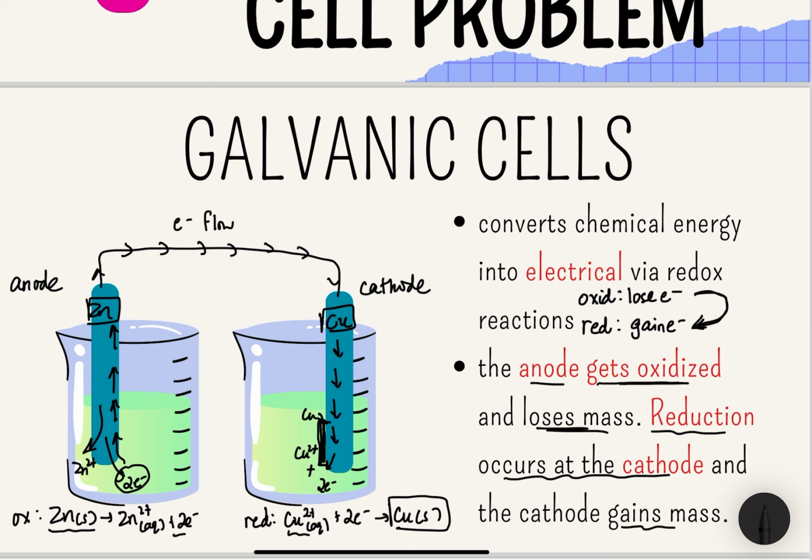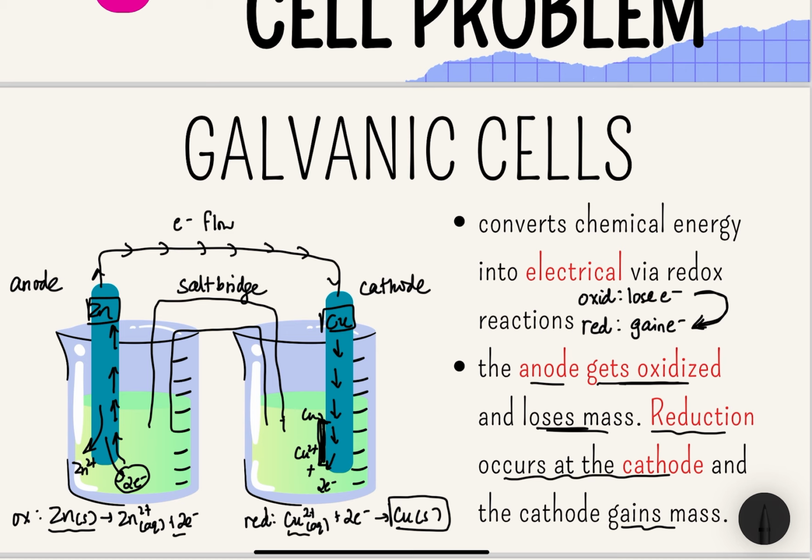Now, one more thing about this galvanic cell before we do a sample question is that we have to have a salt bridge to keep the cell running and to keep the electrons flowing. So this little thing that I'm drawing here, this is a salt bridge. And the salt bridge's job is to keep the charge on each side balanced.